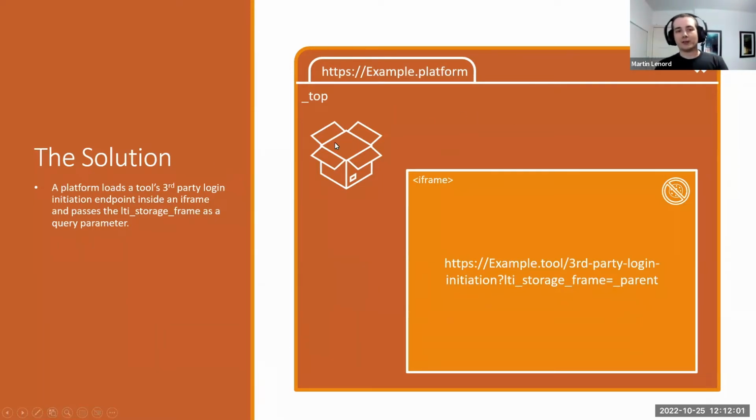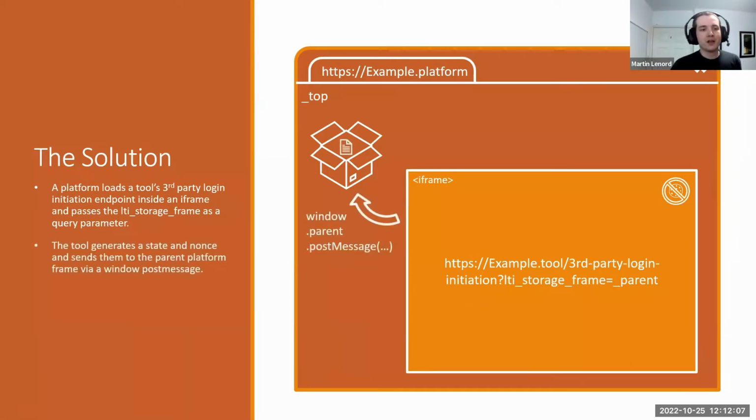Okay, so we've got a little box here for our storage, and we've just told our tool that there is storage there. So now what the tool is going to do is generate its state and its nonce like it did before, but it doesn't have access to cookies. So rather than storing it in the cookie, it's going to do window.parent.postMessage inside JavaScript. So it can say, I'm going to send a message up to my parent. And in that message, it gives the state and the nonce and says, store these for me.